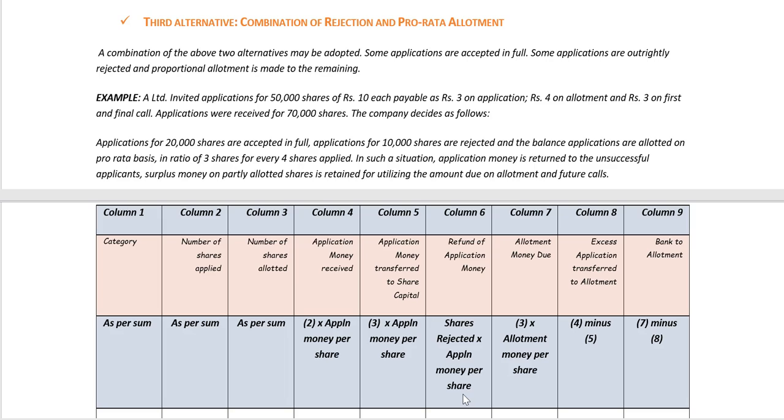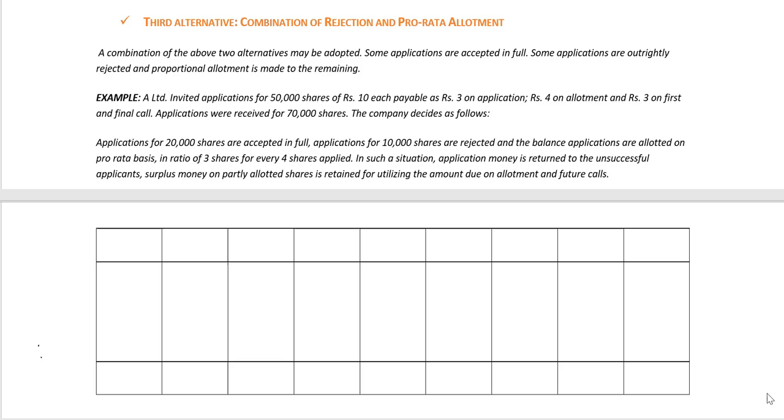This will give us the excess application money which we should transfer to allotment and therefore enter it in the 8th column. Column 9 is how much we can expect the shareholder to pay on allotment, which will be the answer of column 7, the amount of allotment money due, minus the answer of column 8, the amount of excess application which is transferred to allotment. So column 7 minus column 8 will give us the amount for column 9 in that specific category. Let's apply the example sum to this table of 9 columns.